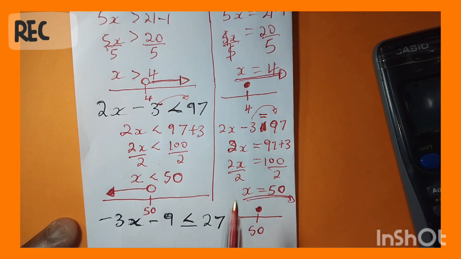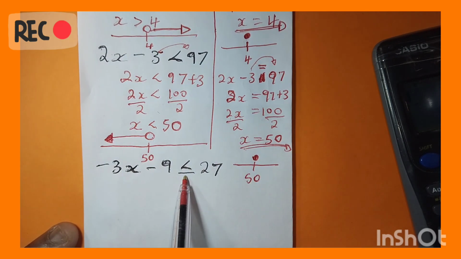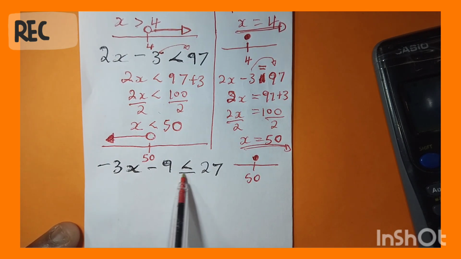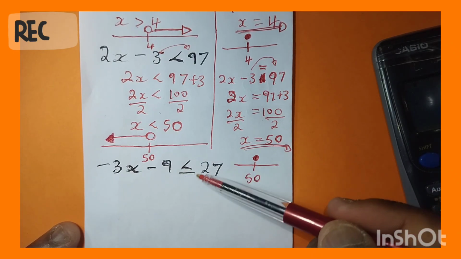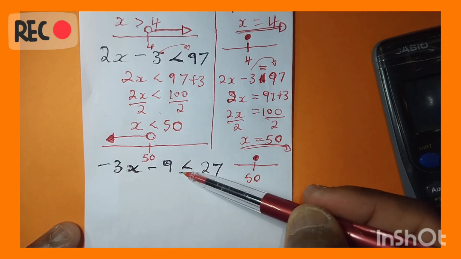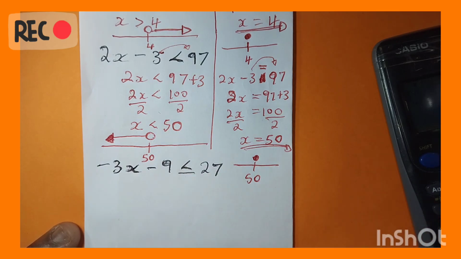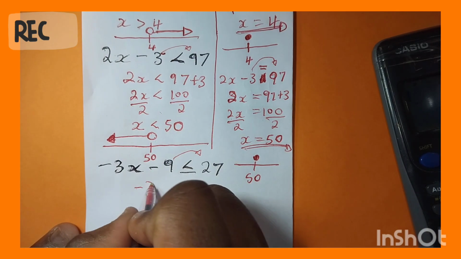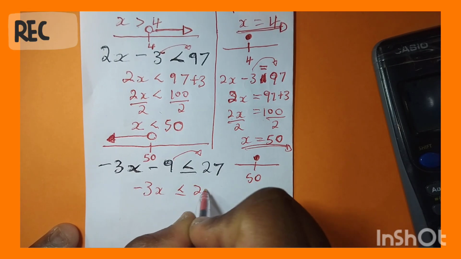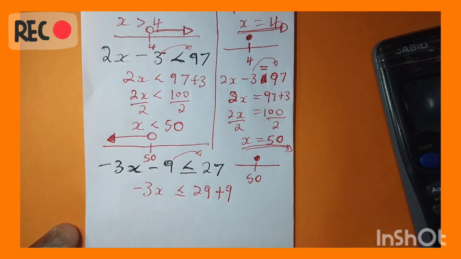Yeah, so now let me show you what about this one. Now, there is this sign, do you see that sign? That sign is for equal. It means that here we will include that answer. So what you should do, you just take this thing to the other side. Here it's 3x less than, and this thing is positive 9.